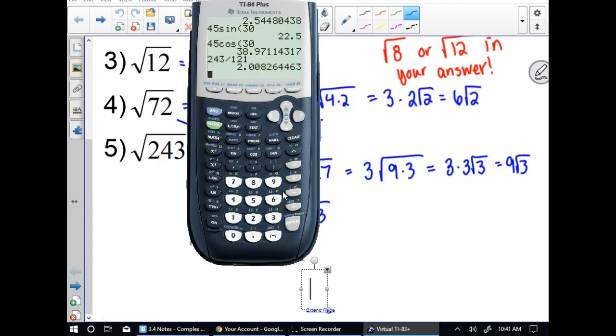I know 100 won't go into it. It would have to end in double zeros for that. So then I'll try 243 divided by 81. And then that works. So if you start with those bigger numbers and work your way down, you're less likely to choose the 9 or the 4 or something that you could have used a bigger number.